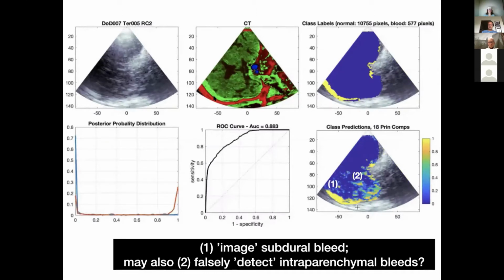Here's another one, subdural bleed. Again, this is what the CT declares is the subdural bleed in this retrospective analysis. This is what our algorithm picks up, but we have a couple, at least this one, fairly compelling from an algorithm perspective interparenchymal bleed, which doesn't exist for this patient. This patient would be misdiagnosed, mistriaged.